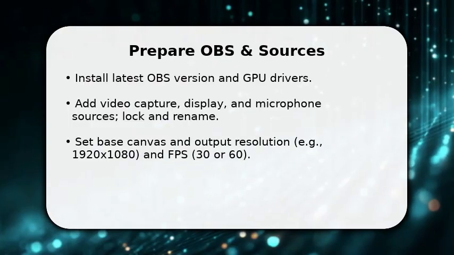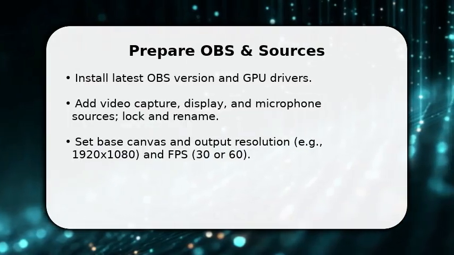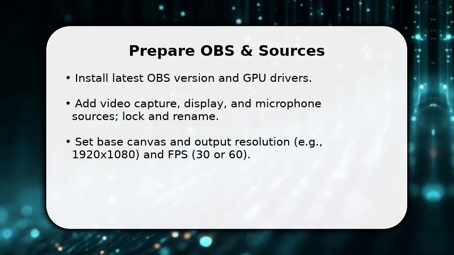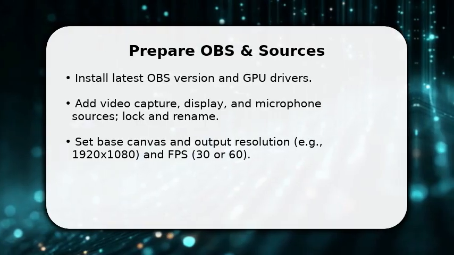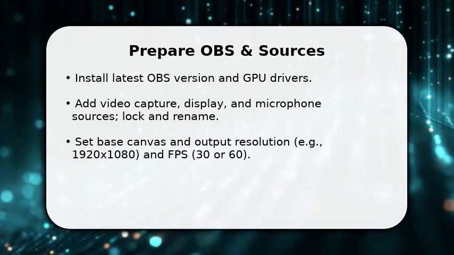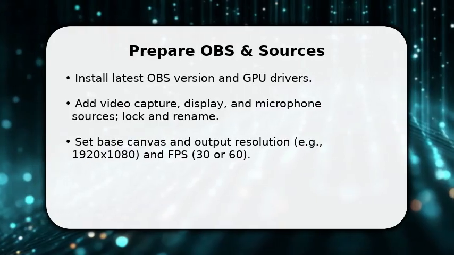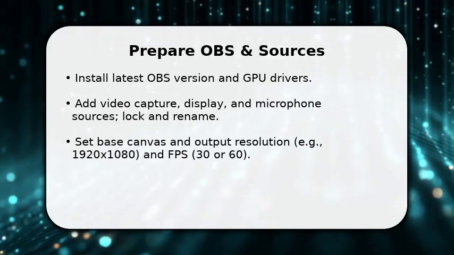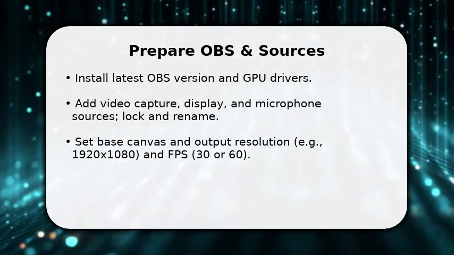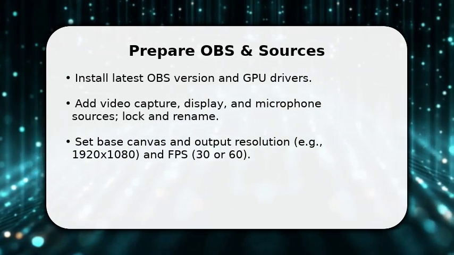You start by making OBS and your inputs reliable. Open OBS, confirm the latest build and GPU drivers, then add sources: video capture device, display, and microphone. Rename and lock them to avoid accidental moves. Once done, set your base canvas and output resolution to match your target, for example 1920 by 1080, and choose 30 or 60 FPS. Make sure your audio is on the correct device and monitor levels so you won't chase problems later. Next, you tune encoding and audio to balance quality and performance.